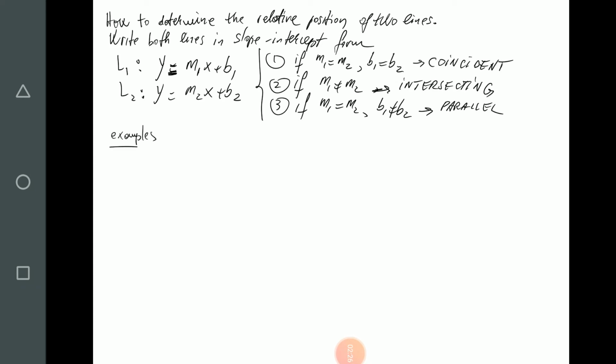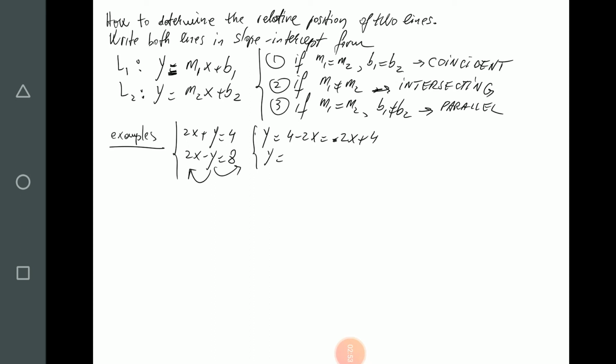So suppose one equation is 2x + y = 4, the first line, and the second one is 2x - y = 8. So if we get both of them in slope-intercept form, I can leave y on the left and move 2x to the right: y = 4 - 2x, or y = -2x + 4. And for the second, move y to the right and 8 to the left, and start with y. So that means y = 2x - 8.